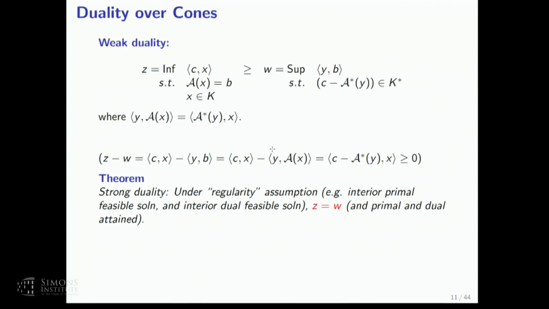And so what is that regularity assumption? You can do it in several ways. One way is to assume that there exists, so remember, I assumed that K and K star had non-empty interior. So if we assume that there exists a strictly feasible solution, a solution in the interior of K that satisfies this, and also a solution Y that's in the interior of K star, then in that case you have strong duality. You always have weak duality, and you need this assumption, or something similar, to have strong duality.